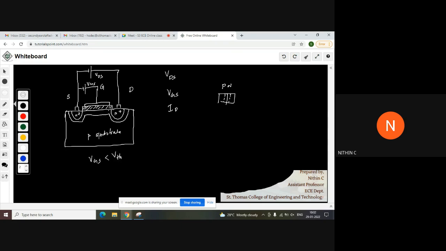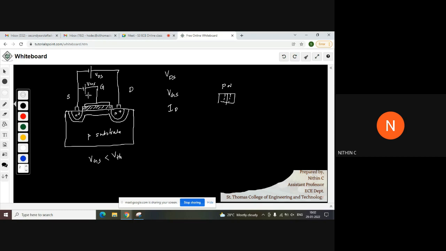So when my VGS value is less than VTH, what happens? What will not be present? There won't be any channel present. We know that only when VGS is above VTH, we'll be having a channel present. Only when VGS is raised above VTH will we get a negative channel over here, electrons that can move to the drain. You need a channel over here, otherwise you will not be having any channel.